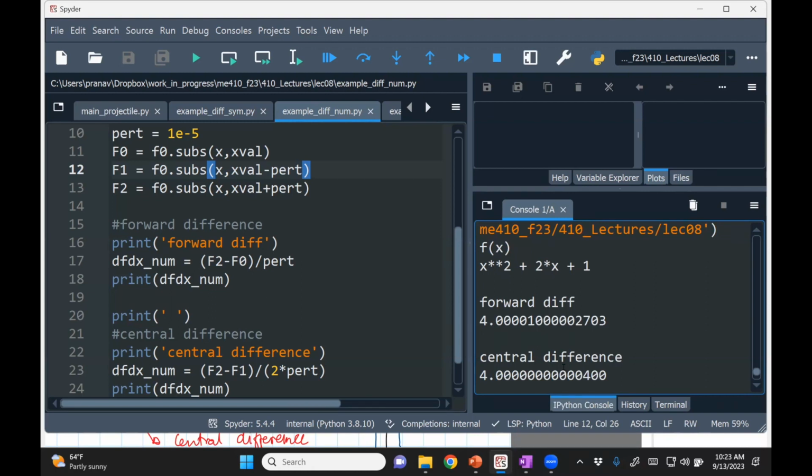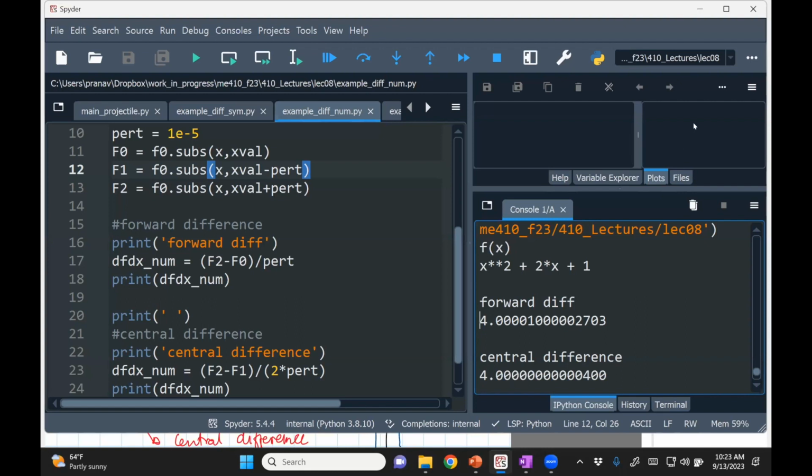Now, this will be even more visible if you try to take a more complex expression, like e raised to x sin x. Take something very complicated, and you'll see that central difference will always win over forward difference. But at some point of time, central difference also may give you poor performance, because after all, it's just an approximation of the derivative.